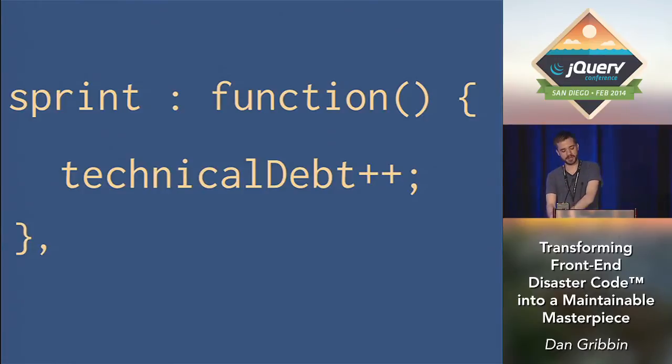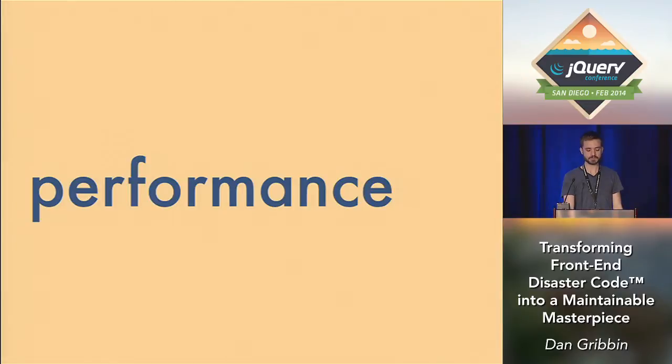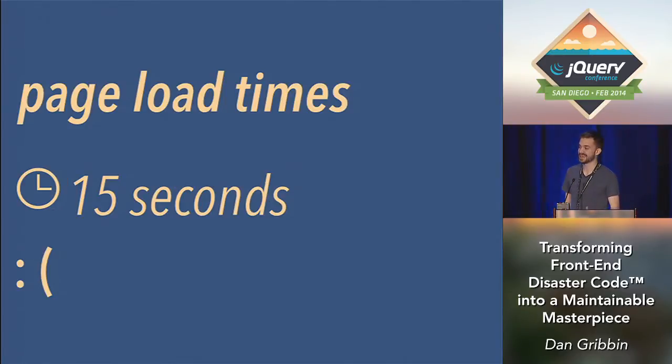And at this point, really, with our code becoming more and more entropic, we started feeling the effects of two major problem areas: site performance and maintainability. And the first major problem was performance. When I joined the project several months ago, shortly before these performance problems started rearing their head, loading times were as long as 15 seconds on certain pages of our site.